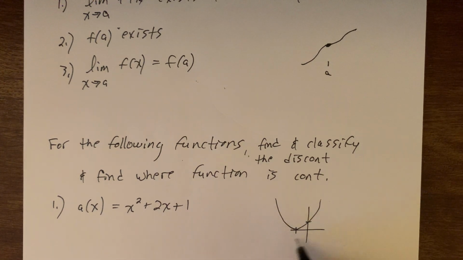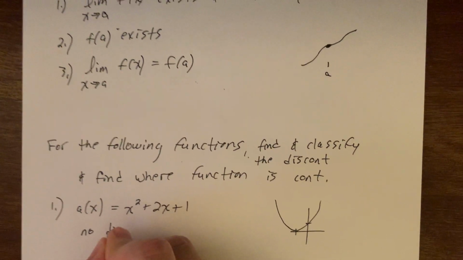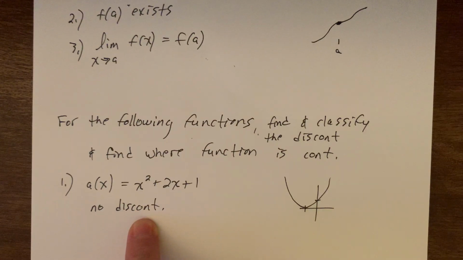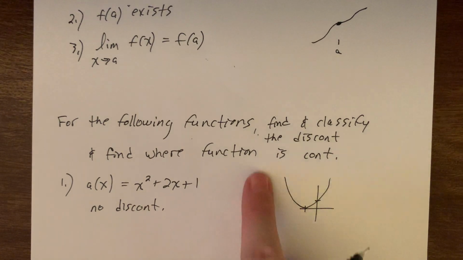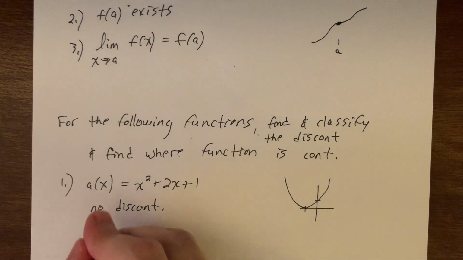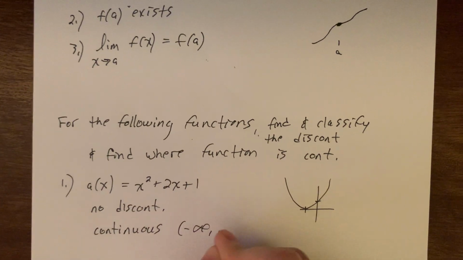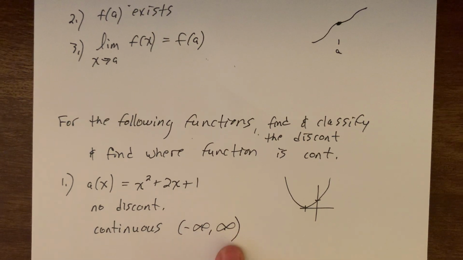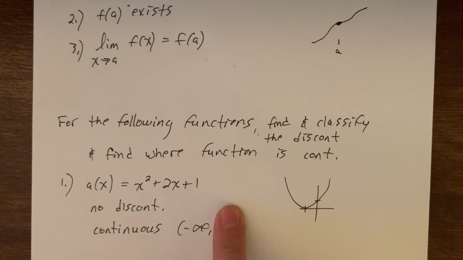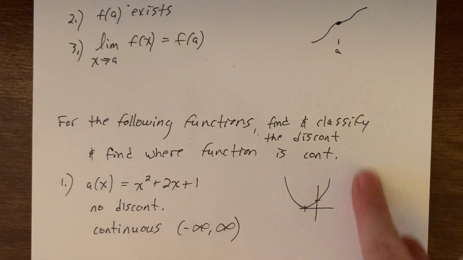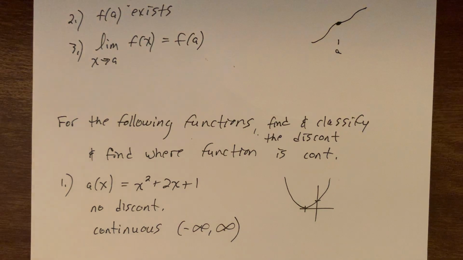But thinking about the discontinuities, the breaks, the holes, the gaps, there are none. This has no discontinuities. And if it has no discontinuities, where is it continuous? It's continuous everywhere else. That means forever. It's continuous from minus infinity to positive infinity. Forever to the left to forever to the right, this is just one very nice connected parabola. It's connected no matter how far left or right you go.